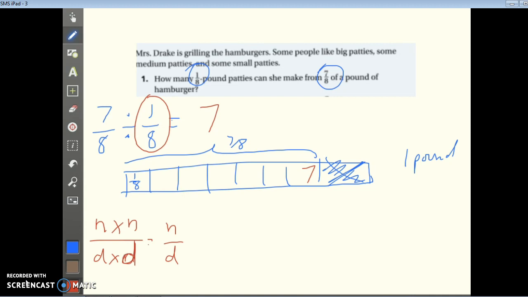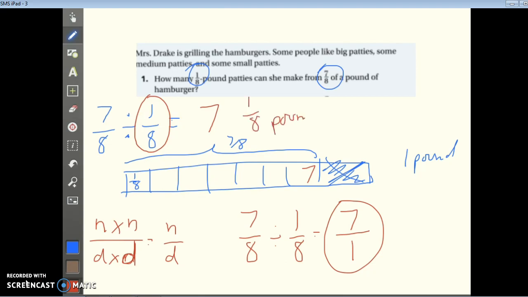But let's use division. 7/8 divided by 1/8. And we're going to divide straight across. So 7 divided by 1 is 7. And 8 divided by 8 is going to be 1. So the answer is going to be 7. But there's one last thing. We are not done because the answer is actually 7 1/8 pound patties. We need to label it. So we can get 7 1/8 pound patties.